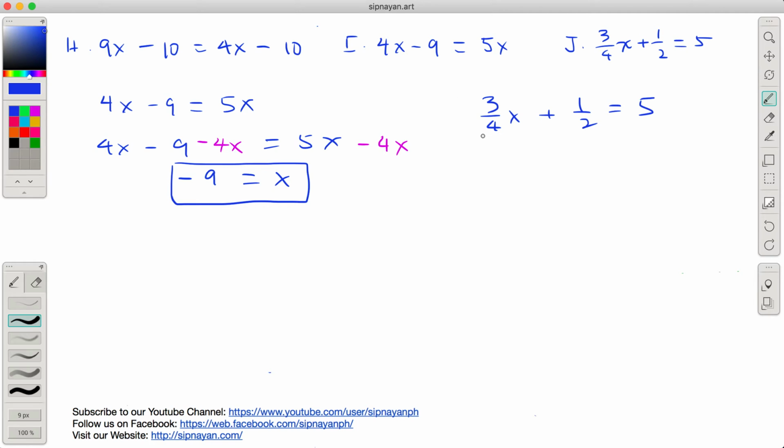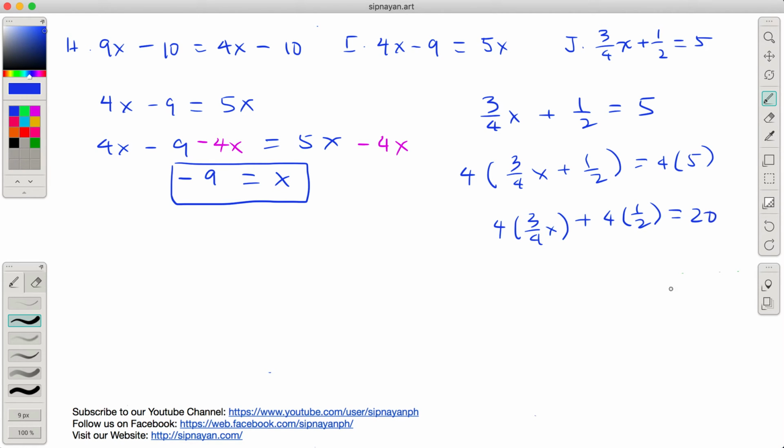So, you multiply everything by 4. We multiply both sides of the equation by 4. So, magiging 4 times 3/4 x plus 1/2 equals 4 times 5. And then after that, we multiply 4 times 3/4 x. This is by distributive property. Plus 4 times 1/2 equals, this is 20.